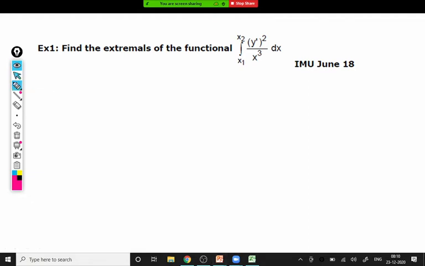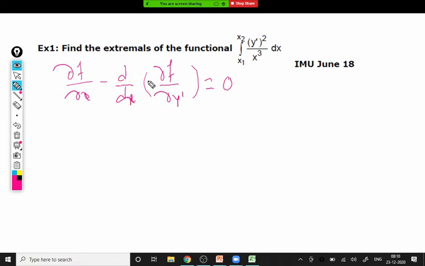So we should start the solution like this, by Euler's equation. Can anyone tell me the equation? ∂f/∂y minus d/dx of ∂f/∂y' equals 0. Definitely after solving a few examples you will remember this equation.